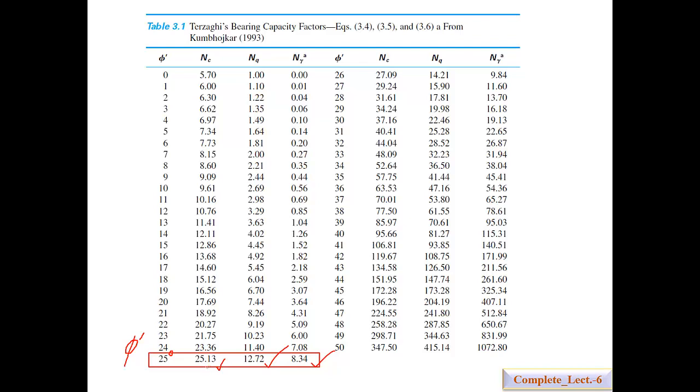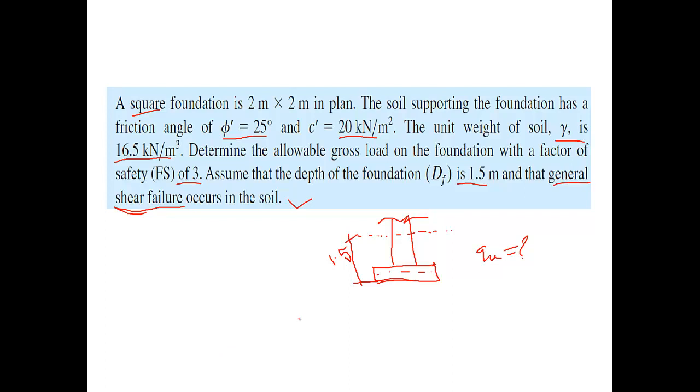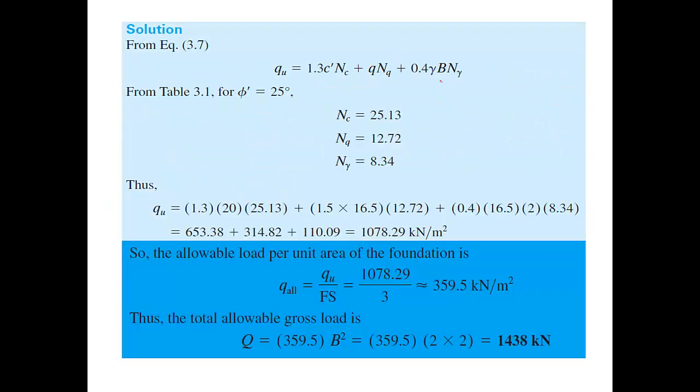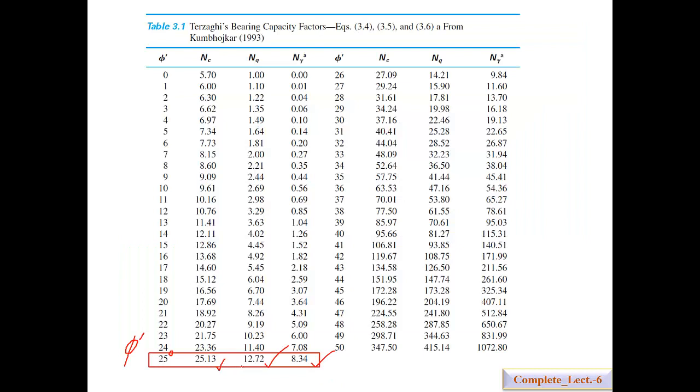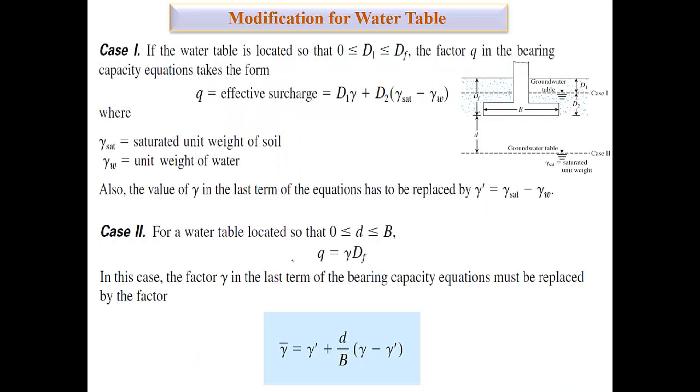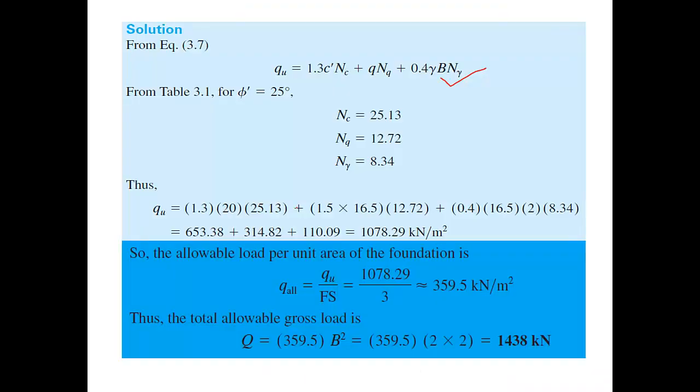So can you do this problem? You just simply write the formula and put all the values. It's as easy as that. Just for your illustration, this is the formula we are using for the square footing, and these are the values we have seen from here: 25.13, 12.72, 8.34. You put all the information here and replace the formula with these equations, and you find that your QU is this much.